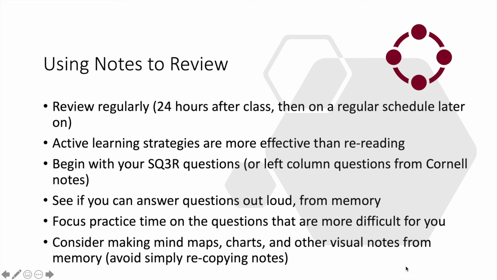So what can happen when we're doing a lot of rereading? Our brains just start to tell us that we've seen this information before, it's familiar to us, we're kind of comfortable, but it doesn't give us a good idea of what we really know well and what we're still working on learning. So rather than rereading, you might want to try something like beginning with your SQ3R questions or your left column questions from the Cornell notes.